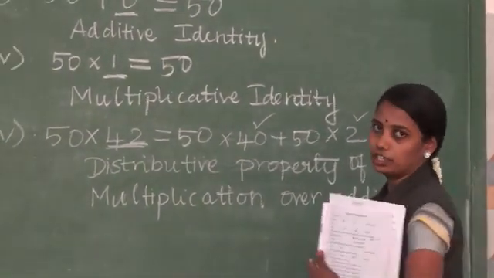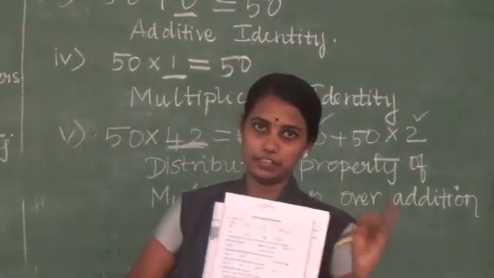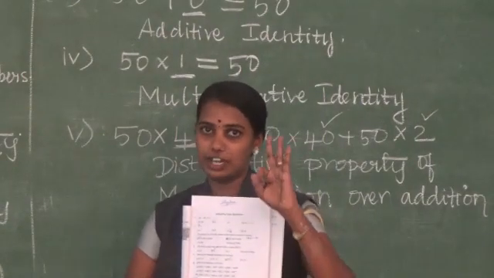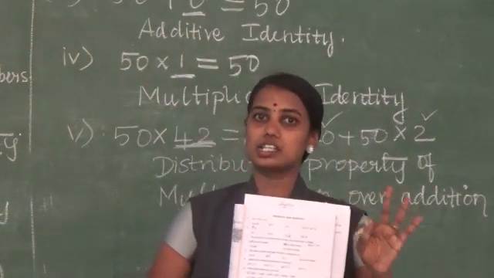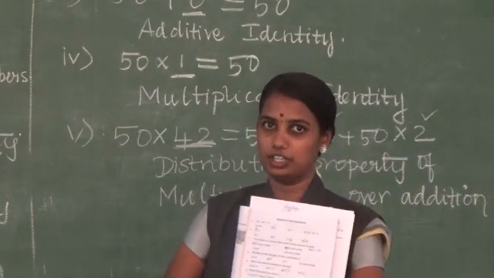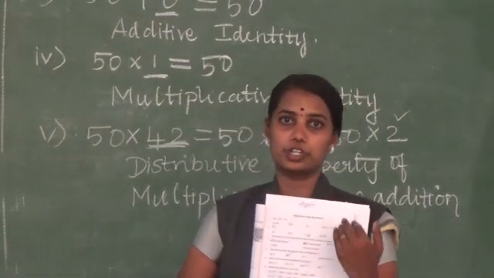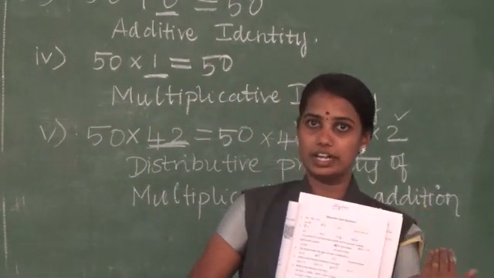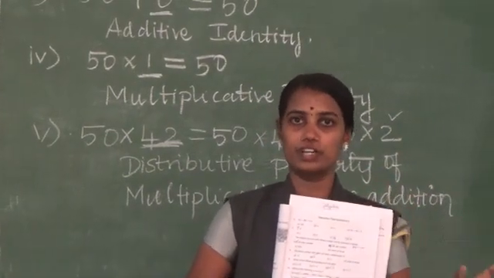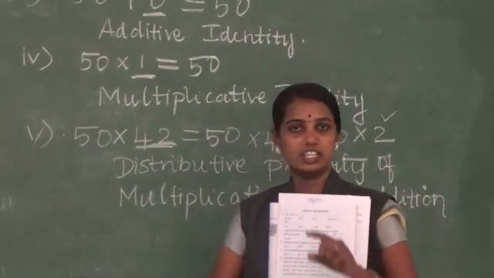Clear everyone? How to find the property? Listen to me. If you have 2 numbers in the left hand side and the right hand side, that is commutative property. If you have 3 numbers, that is associative property. If you have 3 numbers with the distribution in the right hand side, that is distributive property of multiplication over addition and multiplication over subtraction. Addition is there means multiplication over addition. If you have subtraction, multiplication over subtraction.